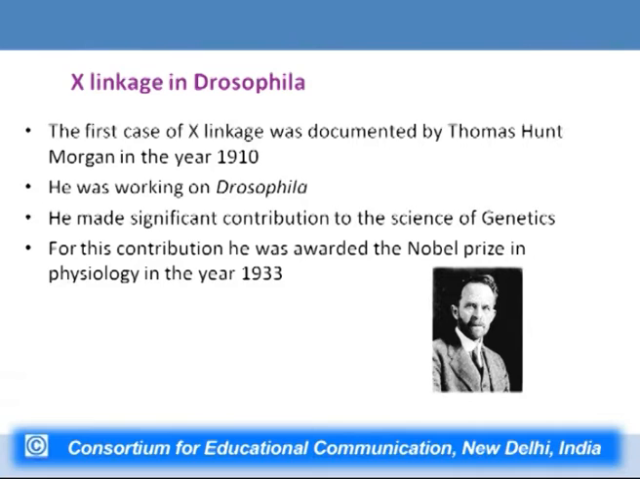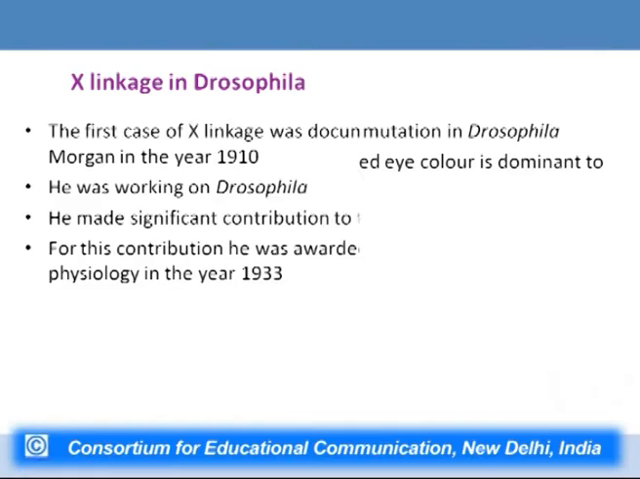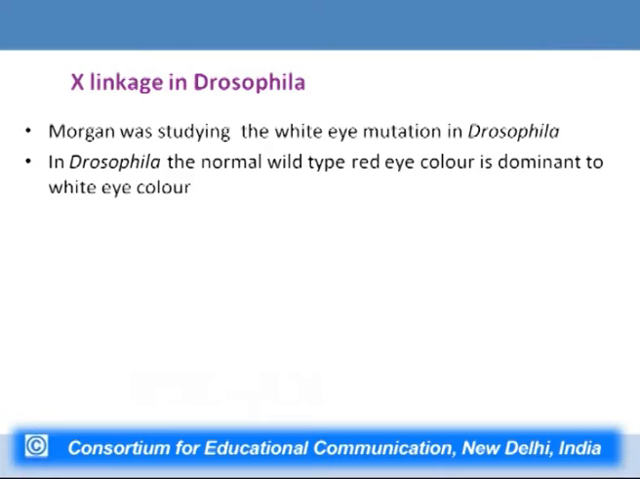The first study of sex linkage was done by Thomas Hunt Morgan. He was carrying out various genetic studies on Drosophila. He did an experiment in the year 1910 which established that there is a distinct X linkage in this organism. Thomas Hunt Morgan is known for his distinct contribution to the science of genetics, and for his various contributions, along with the description of X linkage, he was awarded the Nobel Prize in Physiology in the year 1933.